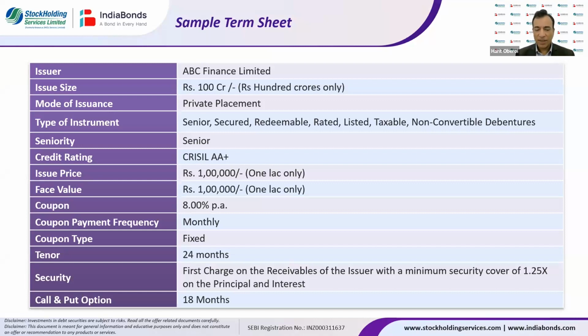Coupon rate is 8% per annum, यानी कि 8% के rate पे ब्याज देगा. Coupon payment frequency is monthly, and every month you will receive the interest payment. Coupon type is fixed. There is no change in the coupon rate for the life cycle of a bond. Tenure is 24 months or 2 years. This is the duration of the bond.